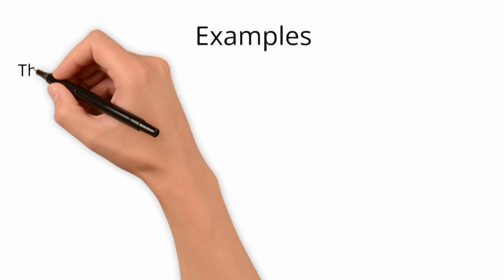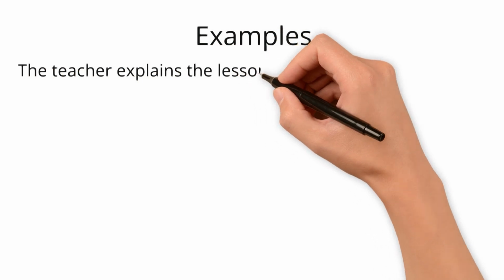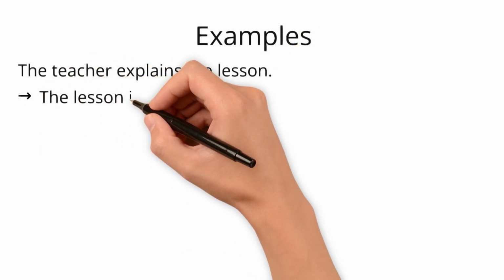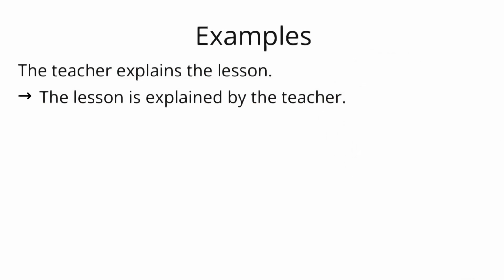Now, let's look at some further examples. In the first sentence, we have the active sentence, the teacher explains the lesson. The correct form in the passive would be, the lesson is explained by the teacher.